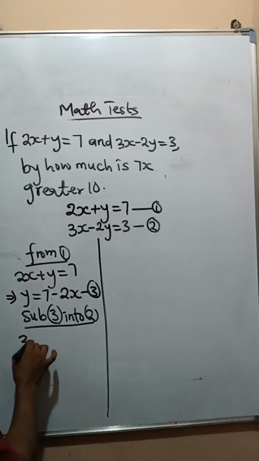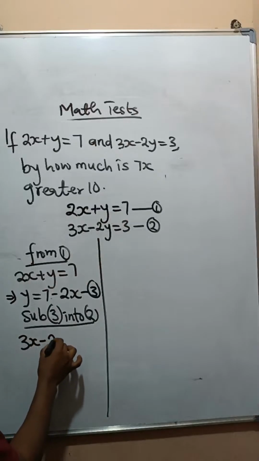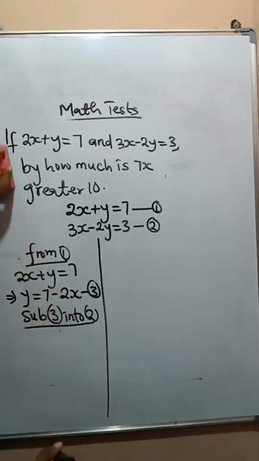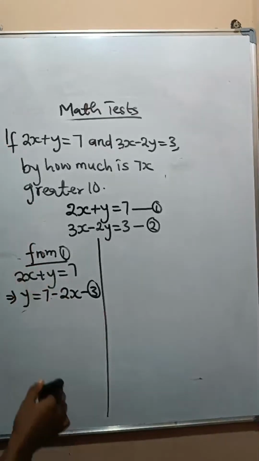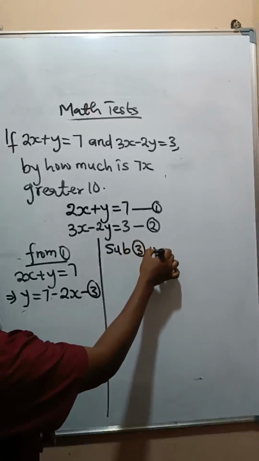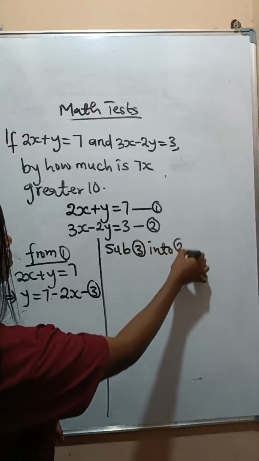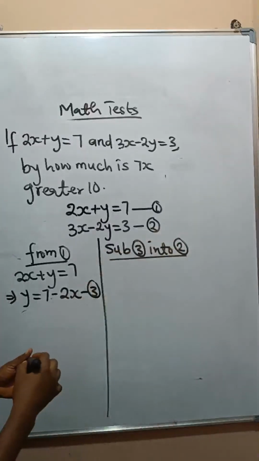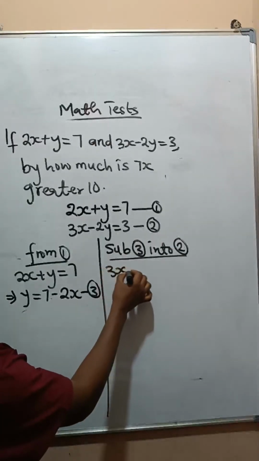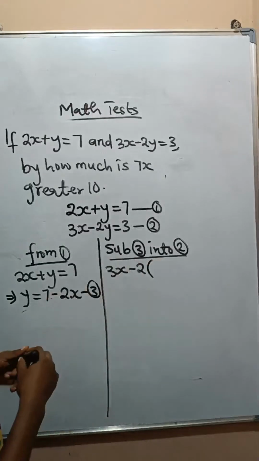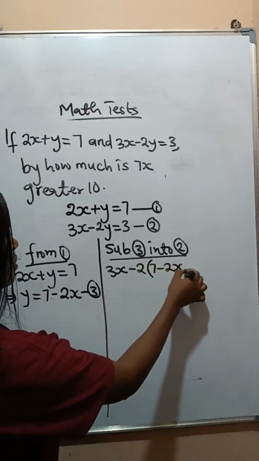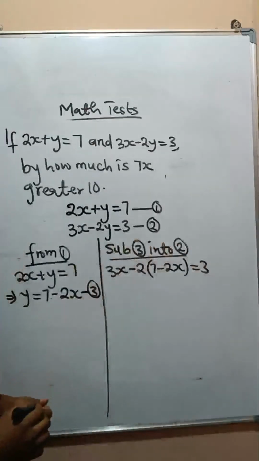So we have 3x minus 2 brackets. Okay, let me do it this side so everybody can see it. So we substitute equation 3 into equation 2. So we have 3x minus 2 brackets. Now our y is 7 minus 2x. 7 minus 2x is equal to 3.